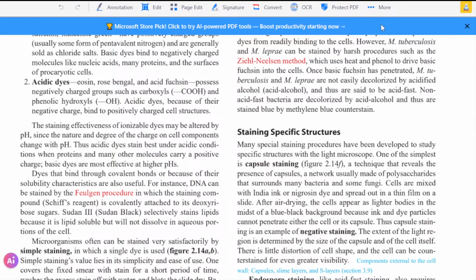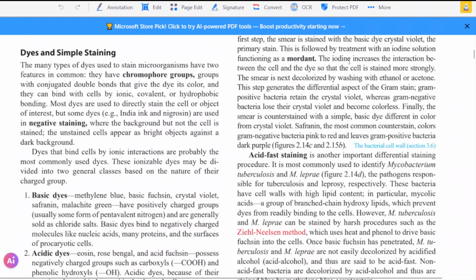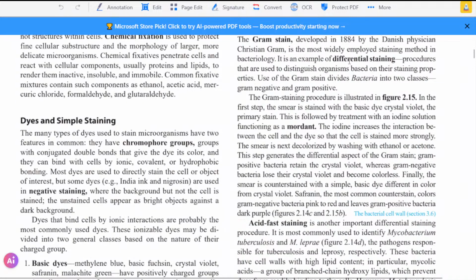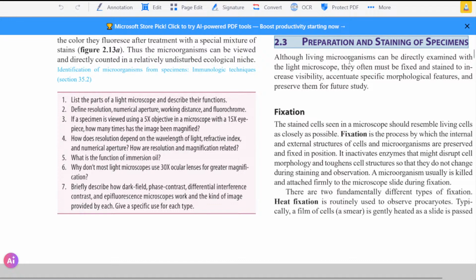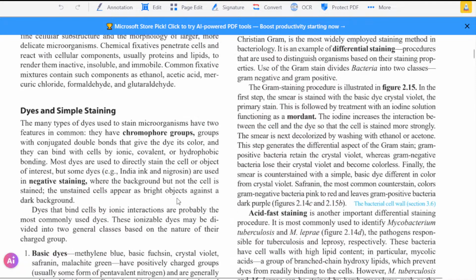Welcome back to studying chapter 2 of Prescott's Microbiology book. Last time we were on staining and staining types, and we only studied how to prepare our specimen, like how to fix it on the slide, what mistakes we should avoid, and the methods, the dyes, and simple staining. Like how does the staining actually work.